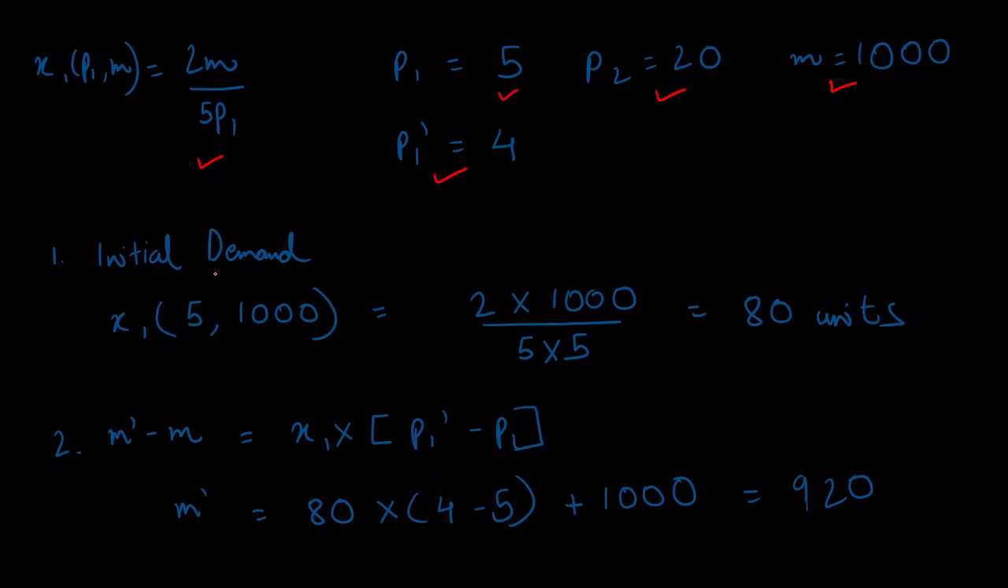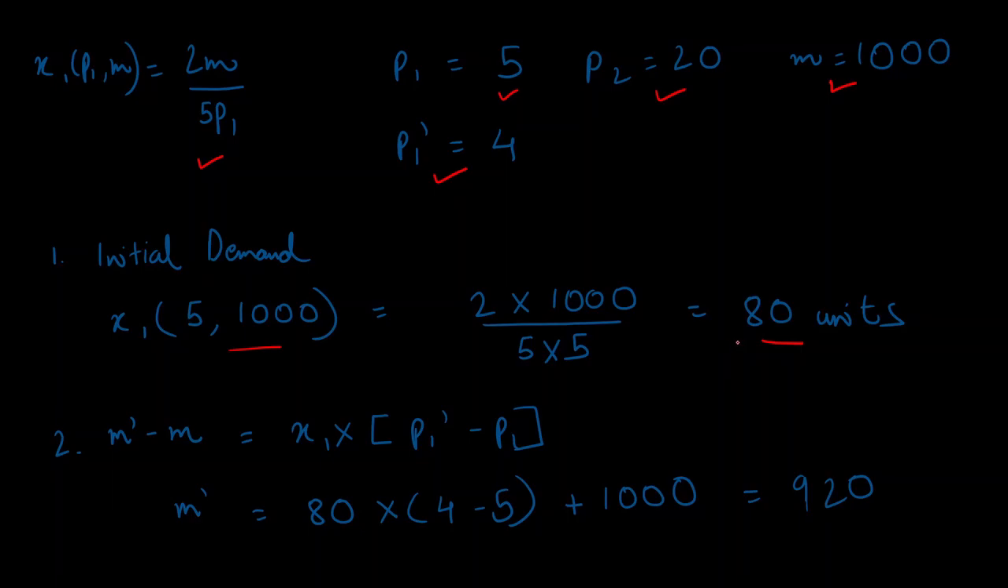Okay, so the first step is to calculate how much of good one Sam is buying when the prices are at the original level. So you can just input the values of P1 and M inside the demand function, and do some algebra, which turns out to be x1 is equal to 80 units. So that's our initial demand. Now, since the price is decreasing, we can say that Sam is getting richer in some sense because Sam can now afford more units of goods. Or we can just say that Sam's purchasing power increases.